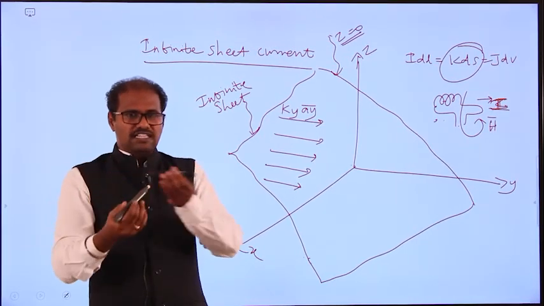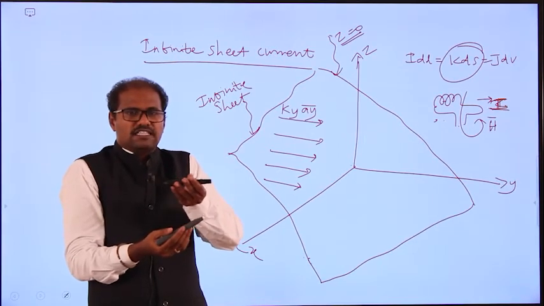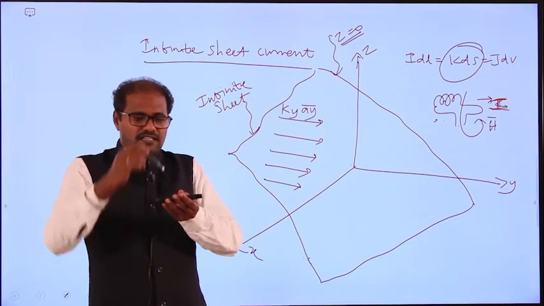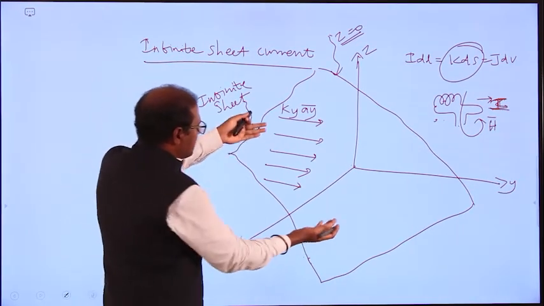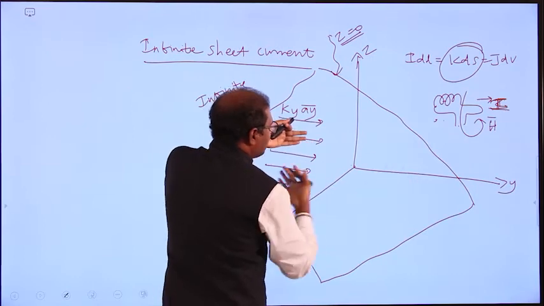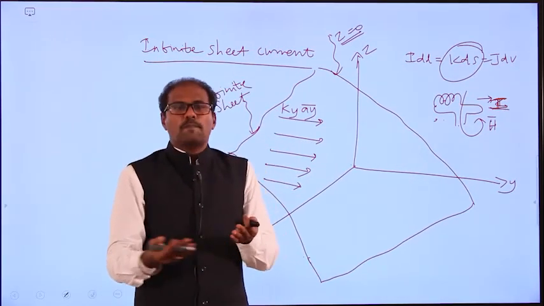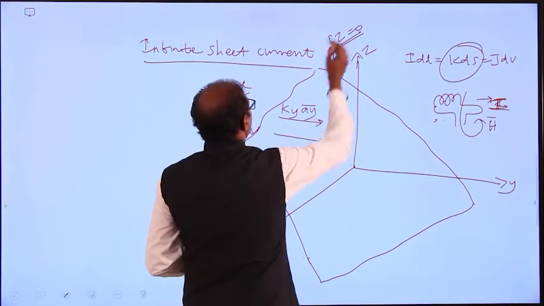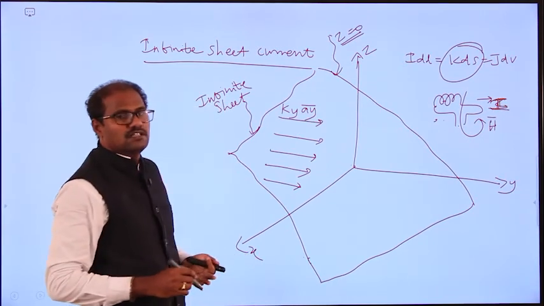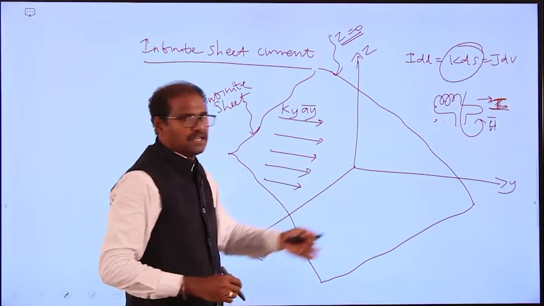So we have kept our sheet flat. You can imagine the sheet flat in the XY plane, with Z as the height. So the sheet is in the Z equal to 0 plane.